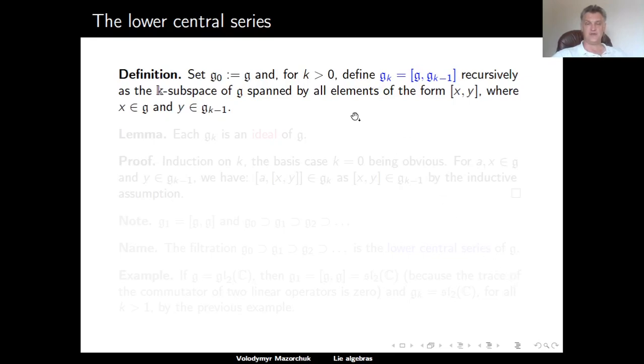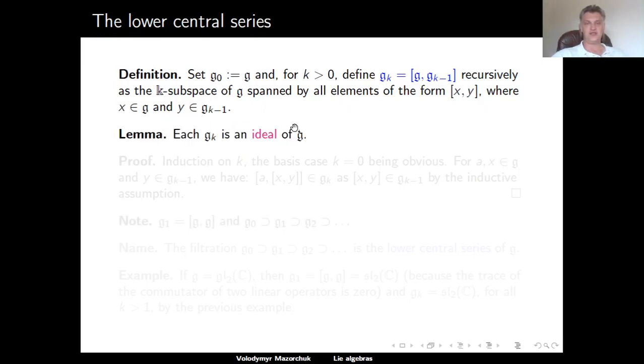Now we can define what is known as the lower central series of the Lie algebra. For each non-negative integer k, we define a certain subspace Gk of G. The subspace G0 is defined to be G itself. And for k greater than 0, we define Gk recursively as a commutator of G with Gk minus 1. In other words, Gk is defined as a subspace of G spanned by all elements of the form the bracket of x and y, where x is in G and y is in Gk minus 1.